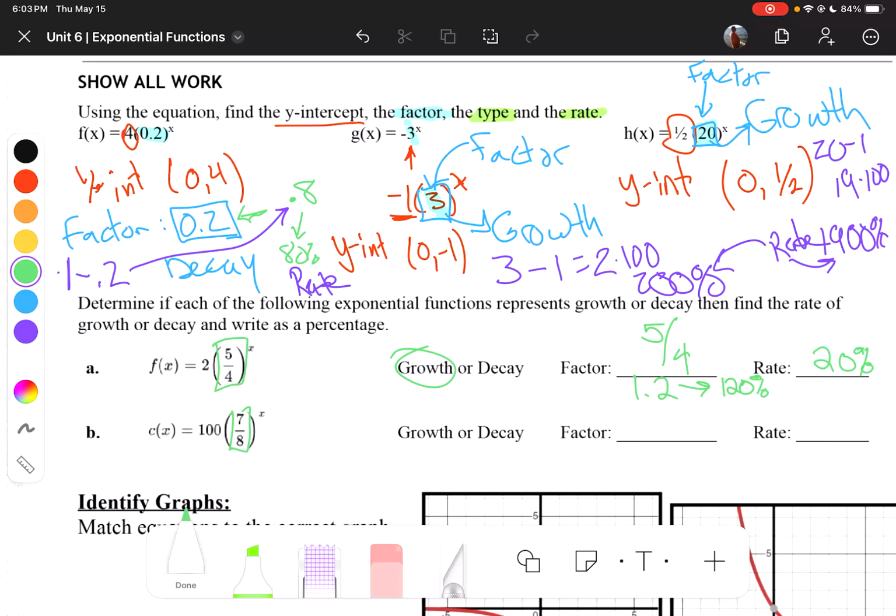Okay, here's another one. 7/8. So 7/8, you're going to ask yourself, is that growth or decay? That in fact is decay. So 7/8 we can write as a fraction, or we can write it as 0.825, sorry. So that means our rate is 82.5%, but that's below 100% by, we're going to call that 17.5% decay.